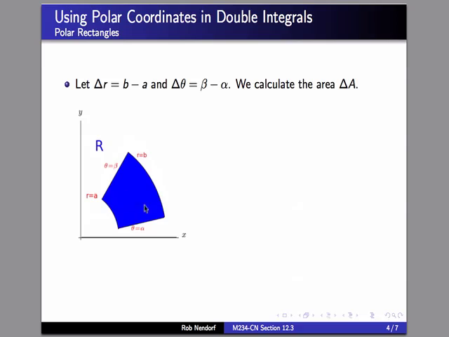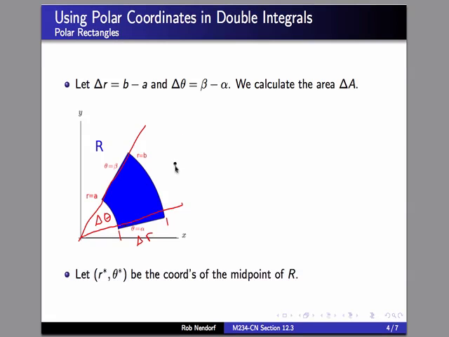So I want to calculate the area of one of these standard polar rectangles, and the way I'm going to do this is I'm first going to label a couple variables. We'll call delta theta the change in theta, so it's beta minus alpha, and delta r will be the change in r, which is equal to b minus a. Now I'm going to calculate the area of this polar rectangle, which I'm going to call delta A, because I'm calling these delta r and delta theta, and it's the way we'll treat it when we're talking about integration in a second.